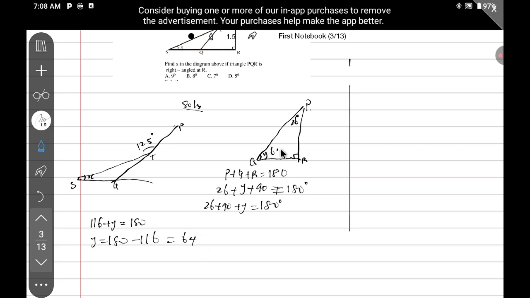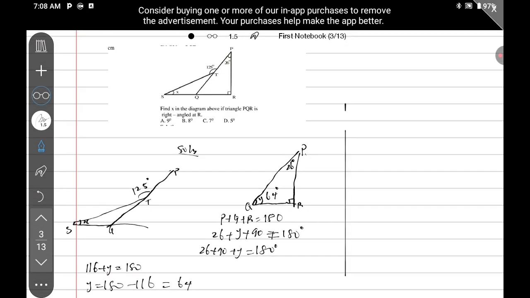We have 64 degrees, and that is given with the diagram we have here. So our angle Q in this diagram is equal to 64 degrees.